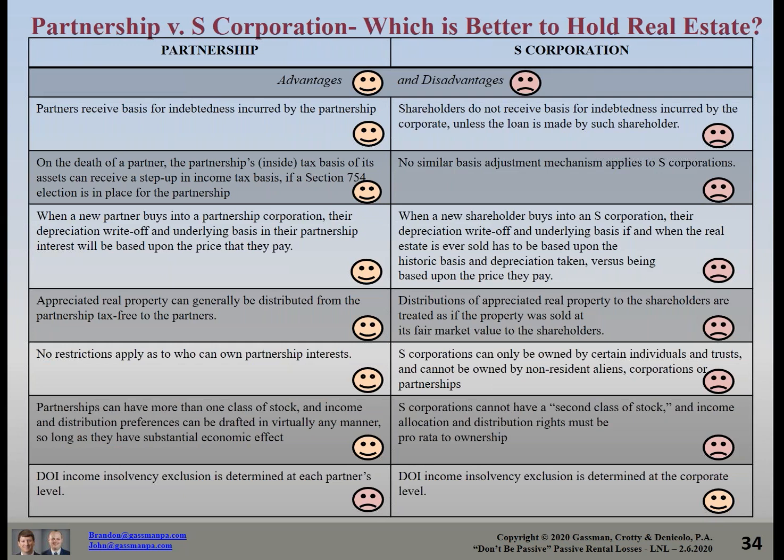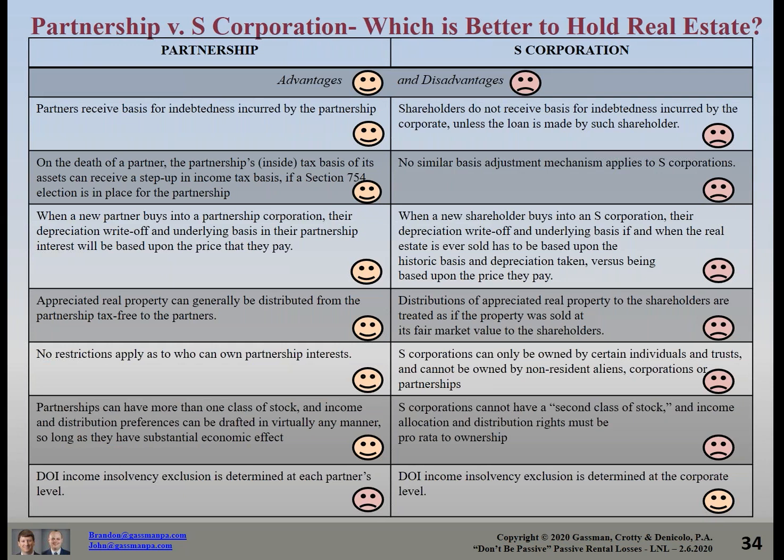With partnerships, you can have more than one class of interest. You can do preferred partnership payments. That could be very important, depending on who invests into the real estate activity. They might want to have a preferred rate of return. You might want to allocate certain percentages to a preferred partner. You can't do that under an S corporation because you only have one class of stock. Everything has to be pro-rata ownership, including the income allocation and distribution rights.